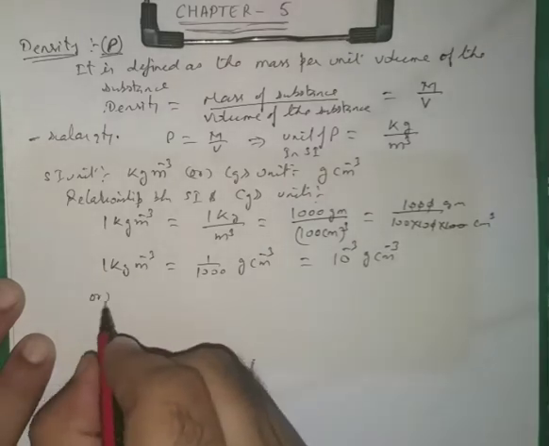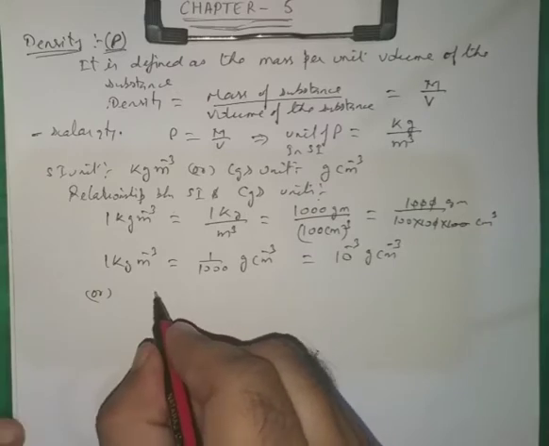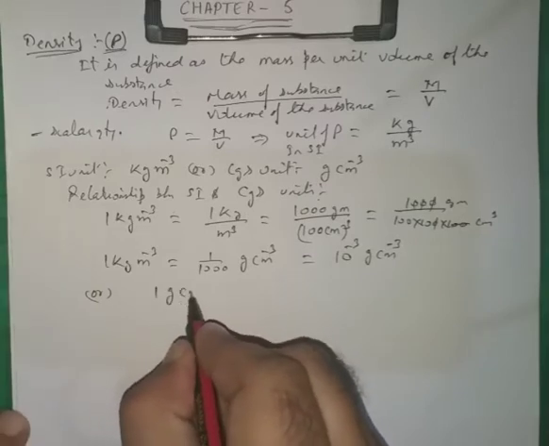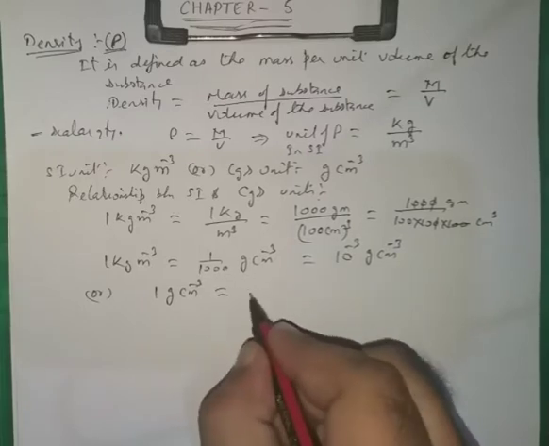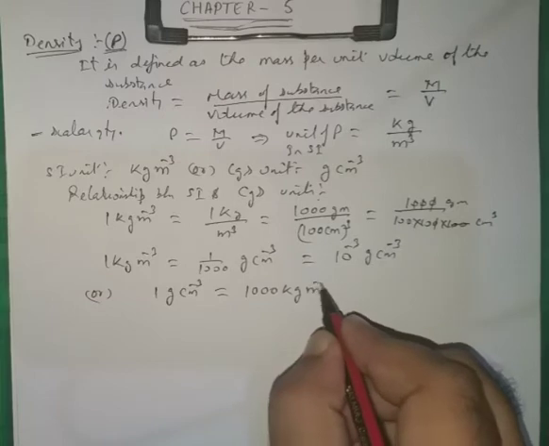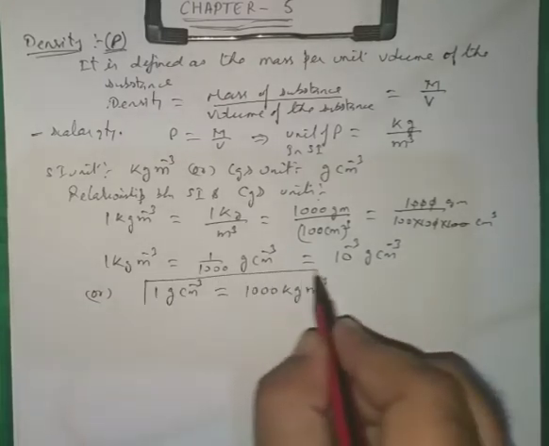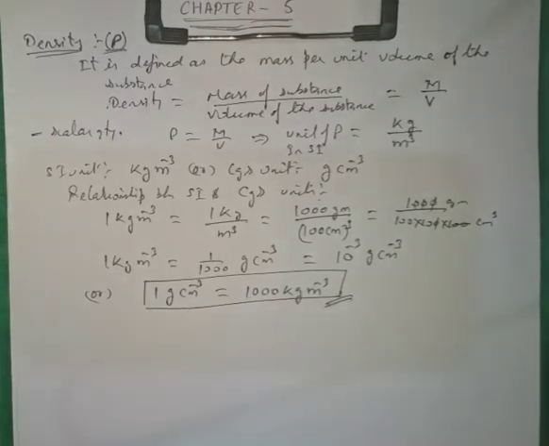Or in other ways, we can write that 1 gram per centimeter cube is equal to 1000 kg per meter cube. So this is what we should remember, and this is a very, very important thing.